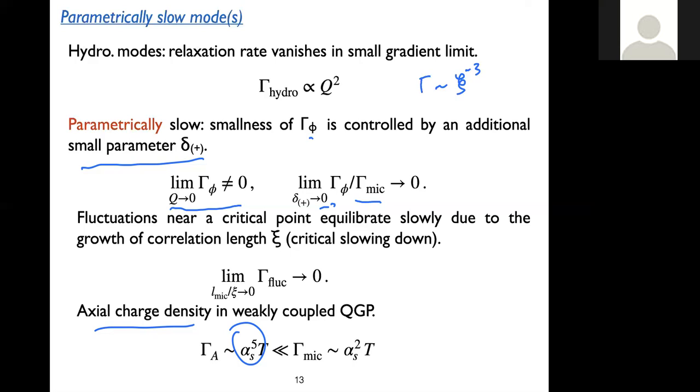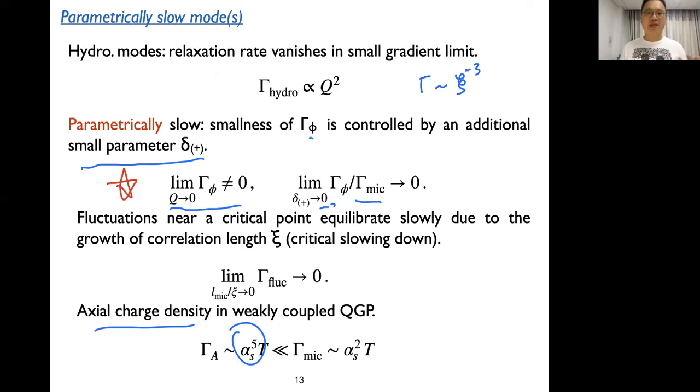Can you please explain once more these limiting processes which is written in the second line of your equations? Two limiting processes. I mean, physically, the meaning of this. Yeah, so physically, if you send the gradient to zero, the relaxation rate of the hydro mode will vanish.